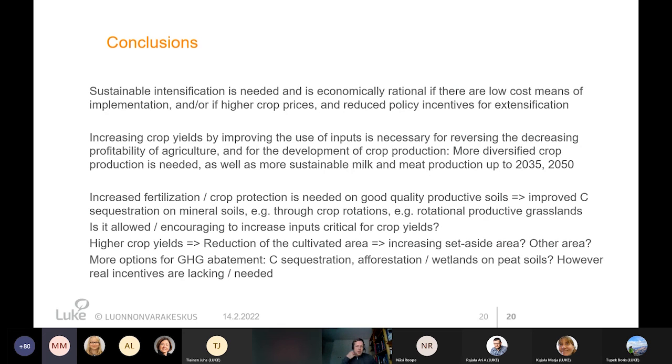And if we get higher yields, then what to do with the area? Maybe nature protection, biodiversity, carbon sequestration, or what? So we have possibilities here, but quite some challenges.